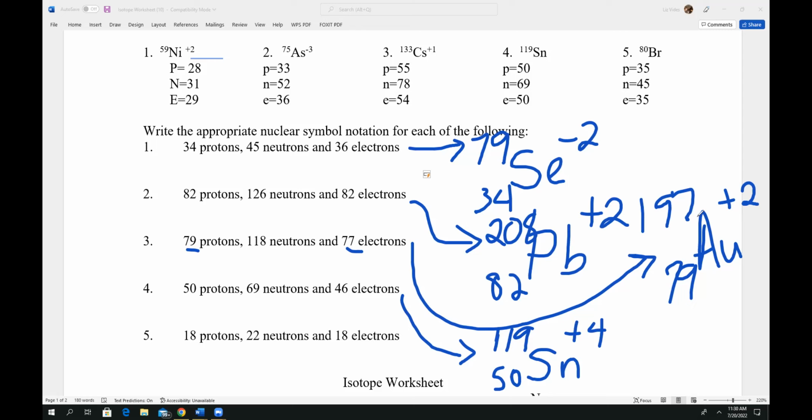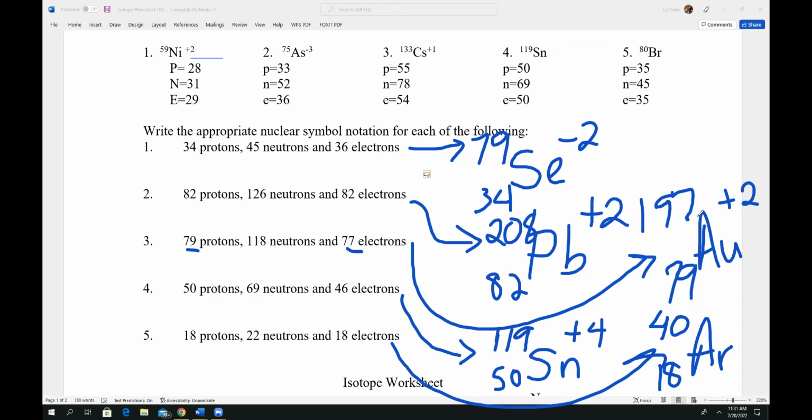All right, and then this last one, I'm going to put here, sorry, but that's just the only way I can do it. So this one is 18 protons. 18 is argon. So this is argon, Ar. So 18 goes down here. And then we have 22 plus 18 is 40, right? And then we have no charge. So there's the answer, 40, 18. Okay, so that's how you do all of these.